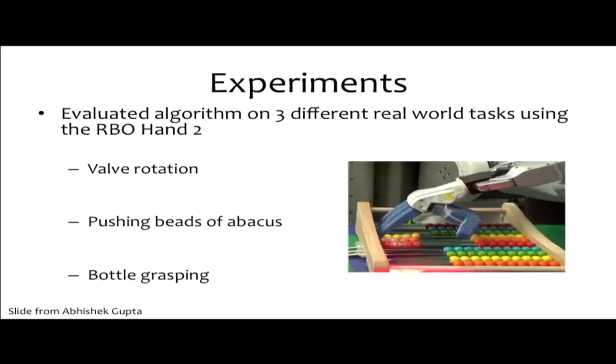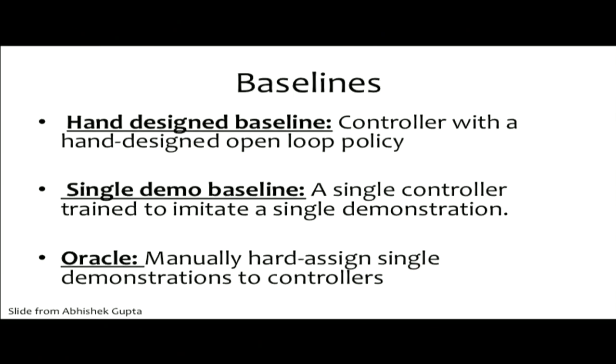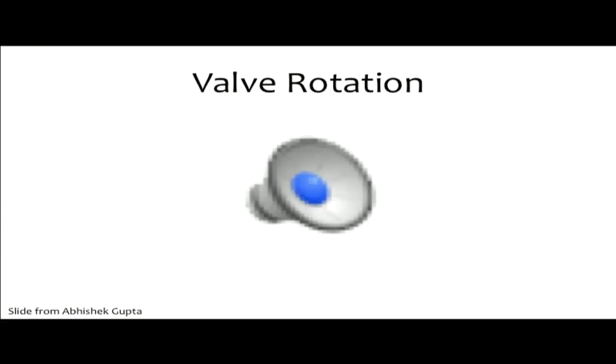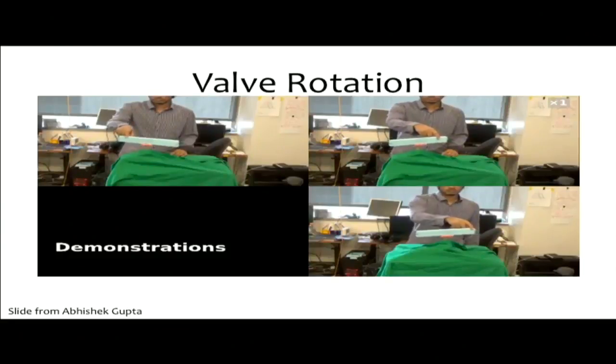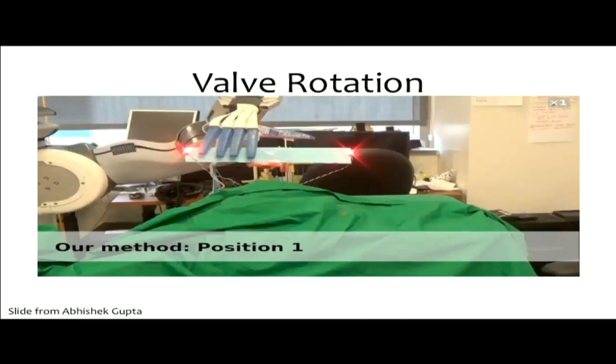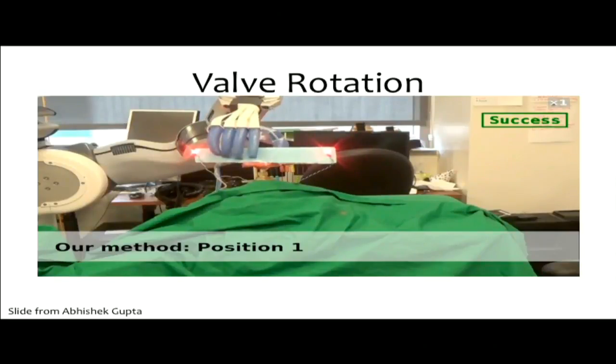And so here's some of their experiments. They evaluated on different real-world settings with valve rotation, pushing the beads of this abacus, as well as bottle grasping. And they compared to a few different baselines. And so here's an example of Abhishek providing demonstrations of rotating the valve. And then the robot, for this position as well as other positions, is able to rotate the valve in the way that was specified.